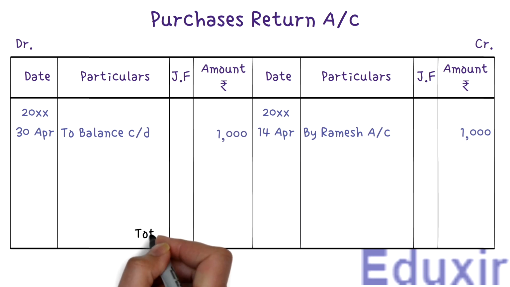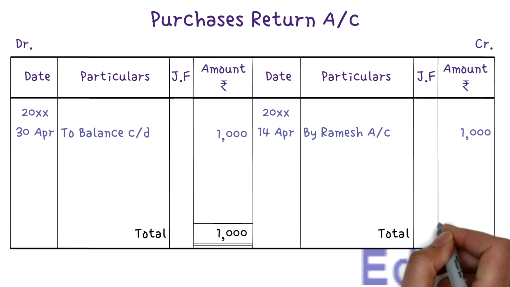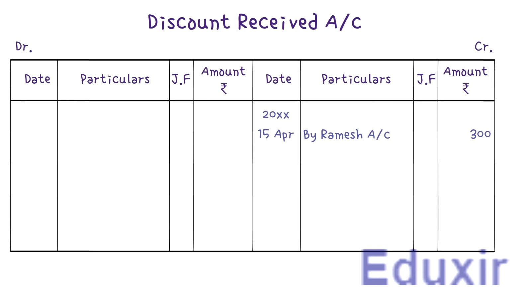Now the total on the debit side is 1000 rupees. And the total on the credit side is 1000 rupees. So now the purchase return account is balanced. Let us now take up the discount received account. There are no entries on the debit side. The total on the credit side is 300 rupees.